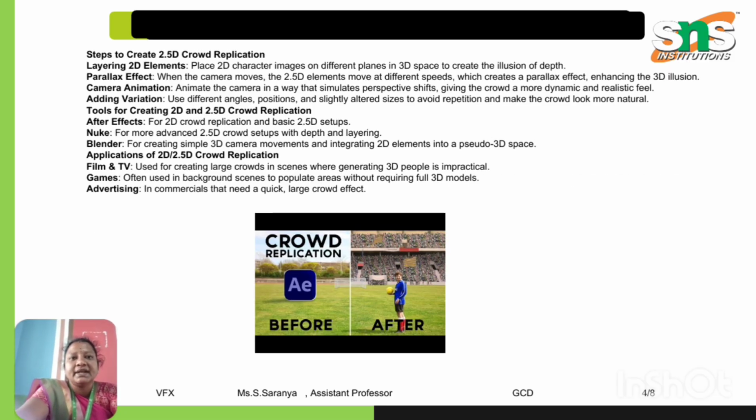Next are the steps to create 2.5D crowd replication. First is layering the 2D elements. We need to place the 2D character images on different planes in 3D space. Next is the parallax effect. When the camera moves, the 2.5D elements move at different speeds, which creates the parallax effect. Next is camera animation. Animate the camera in a way that simulates perspective shifts, giving the crowd a more dynamic and realistic feel. Adding variation. Use different angles, positions, and slightly altered sizes to avoid repetition and make the crowd look more natural.